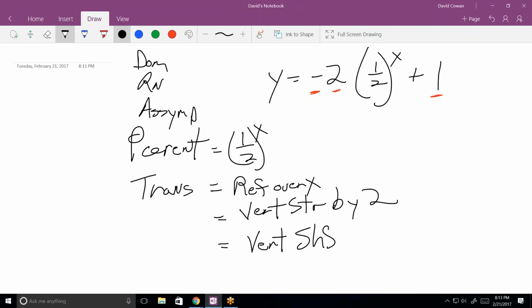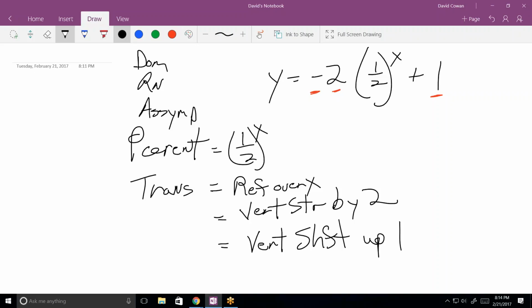Yeah, and here's a perfect example where if you were to do the shift first, it's going to give you a different looking curve than if you did the reflection first. So this is a perfect example of why you have to do the reflections first.